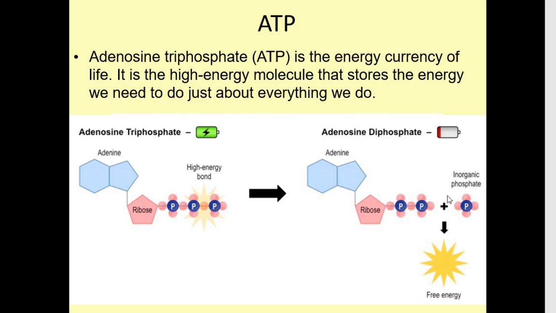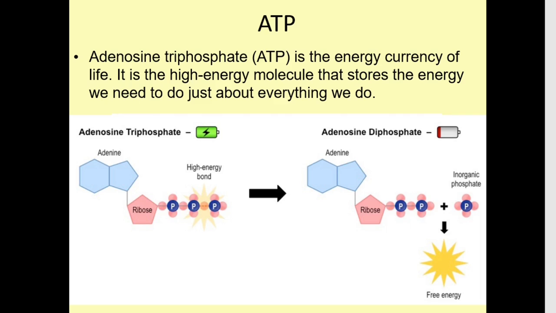So you can see that this bond is broken, that releases energy, and the cell is able to then use that energy to do work. And that work could be something like muscle contractions. It could be the active transport that we looked at in the previous session.